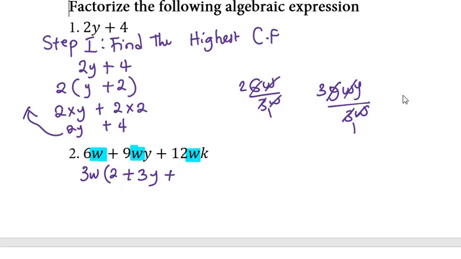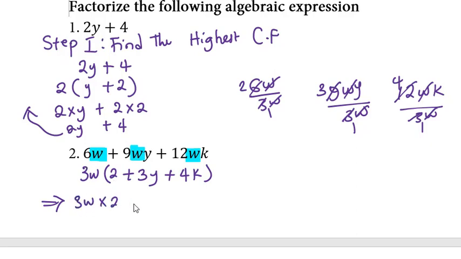Now this will have 12WK divided by 3W. So W cancels W, 12 divided by 3 is 4, and then you have K, right? So we have 4K. Now for you to be sure you solved for the right thing, multiply through and see if you get back what you had.